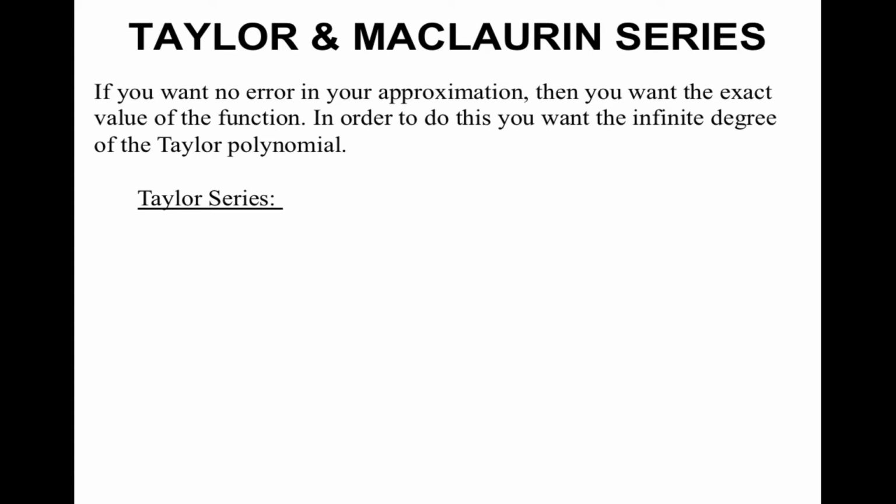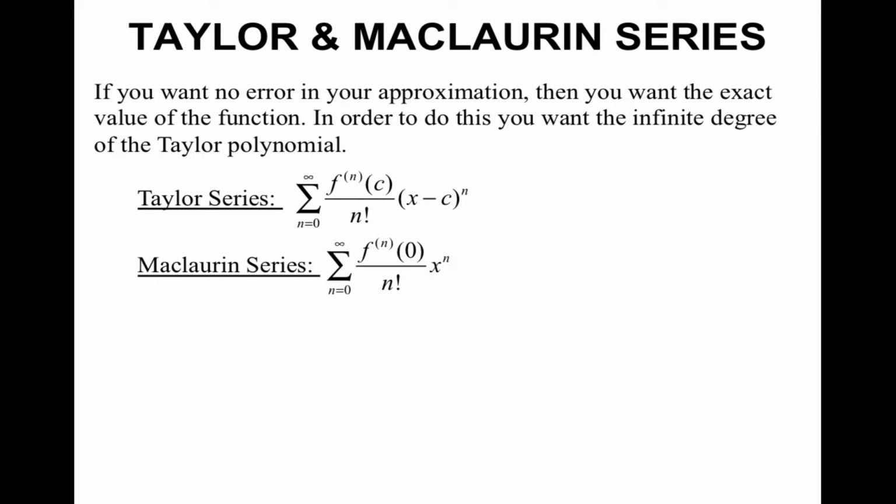So a Taylor series is represented as the sum, as n equals 0 to infinity, of f to the nth derivative of c over n factorial times x minus c to the nth power. And then we have the Maclaurin series, which is just the Taylor series centered at 0.